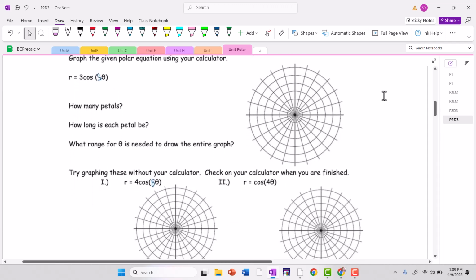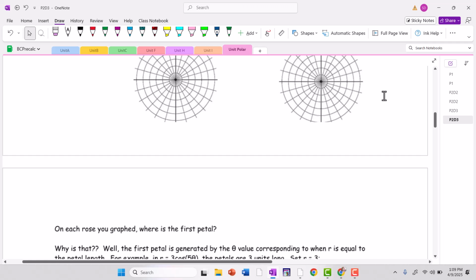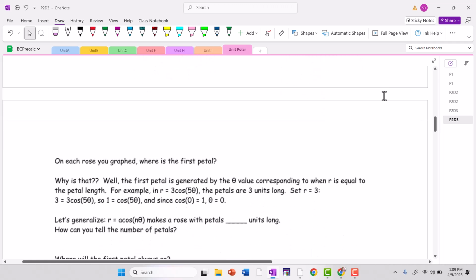So we did the three theta thing. How would I go about maybe graphing by hand if I was forced against my will to graph by hand?